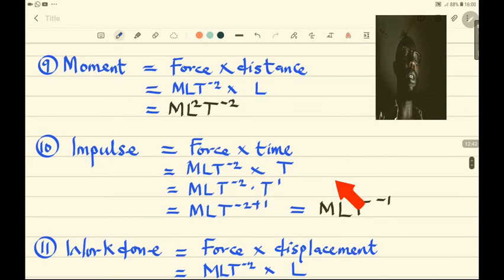Then next is impulse. Impulse is the product of force and time. And what is the dimension for force, which we've done earlier?